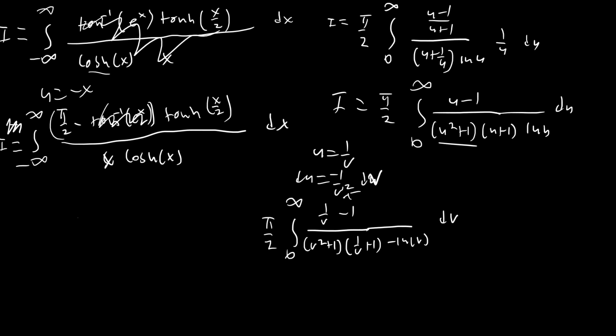Multiply by v on the top and bottom. We're just going to get v plus 1 here, and then 1 minus v. And then we can use the negative sign, and we get the exact same integral as before. So helpful, right?